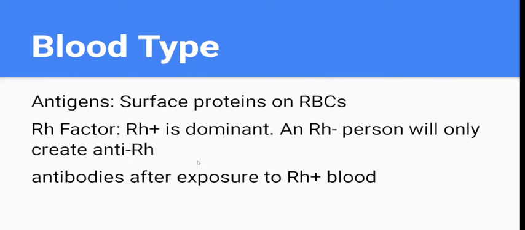So what are antigens? They're surface proteins on the red blood cells. There's also an Rh factor, so Rh positive is dominant, and an Rh negative person will only create anti-Rh, and you only make antibodies after exposure to Rh positive blood.